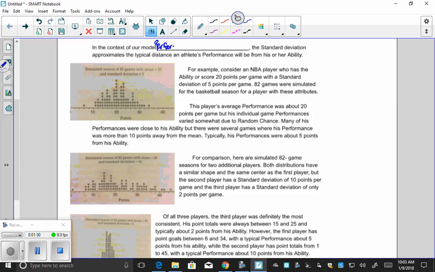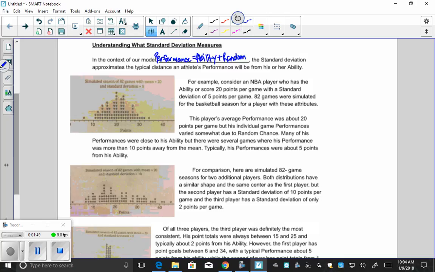performance equals ability plus random chance, where the standard deviation approximates the typical distance of an athlete's performance from his or her ability.